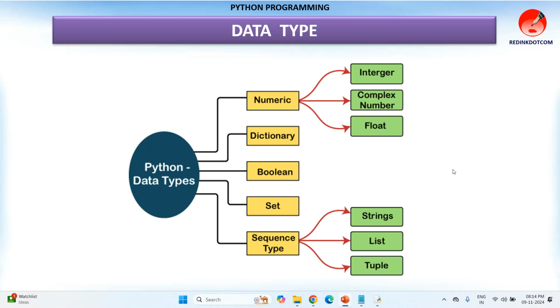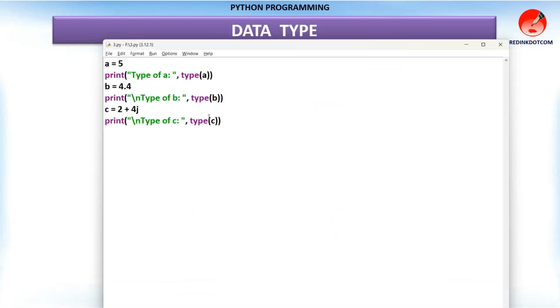Let's see one example program for data types. In this example, I use three different variables. The first one is an integer, the second one is a floating point number, and the third one is a complex number. In Python programming, we need not explicitly declare that a particular variable belongs to a particular data type. Depending upon the value assigned to that variable, the Python compiler treats it as that particular data type. If we want to know the data type of a particular variable, we can identify it by using the type function.